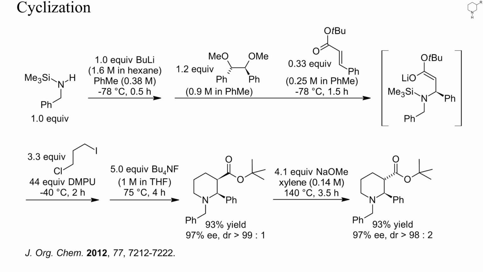Here, an amine was first added to an acrylate, and the intermediate ester enolate was then treated with 1-chloro-3-iodopropane. All this was done in the presence of a slight excess of a chiral chelating ether, and the reaction proceeded with high enantio- and diastereoselectivity to yield a thermodynamically less stable cis isomer. Epimerization then yielded the more stable trans isomer.